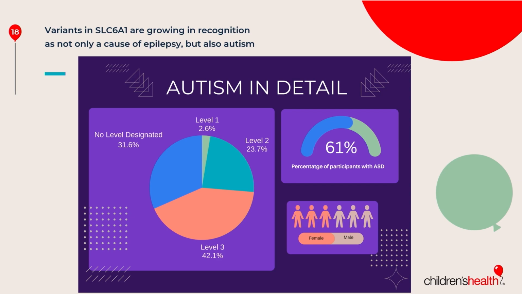In our cohort, 61% carried an autism diagnosis, which is much higher than previously reported. Diagnosis of autism was pretty evenly split between male and female. When a level was available, the majority were level 3 or requiring substantial support. Level 3 designation was also evenly split between genders.